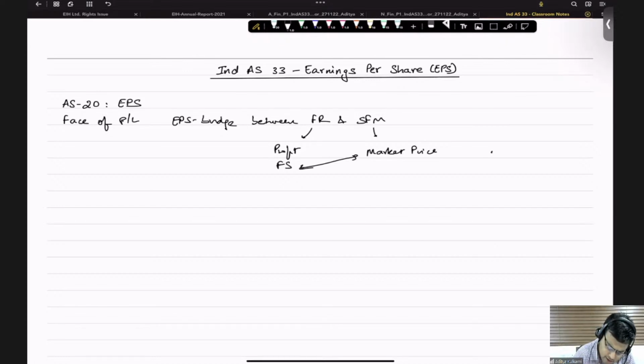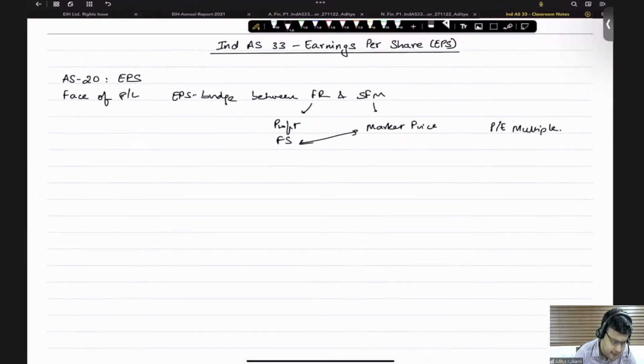How is that, sir? You know this PE multiple, right? So the PE multiples are there. You have the EPS, you multiply the EPS with the PE multiple, and you should be able to predict the selling price of the company's shares in the future. So that is the reason why this EPS is a crucial figure in the financial statements.